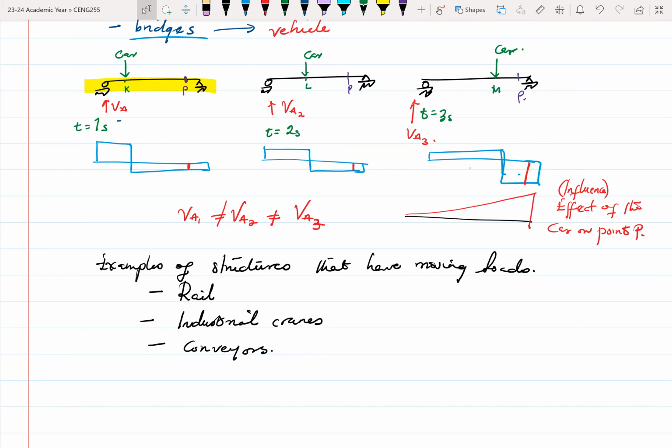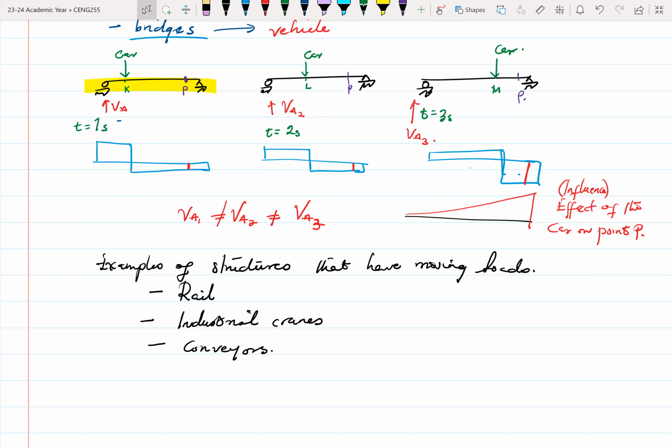All right. So what do you do? Are you going to draw the effects of all these different vehicles, its effect on a certain point on the bridge? That would take forever, right? So what do we do?